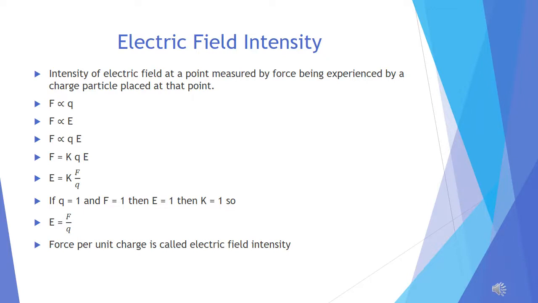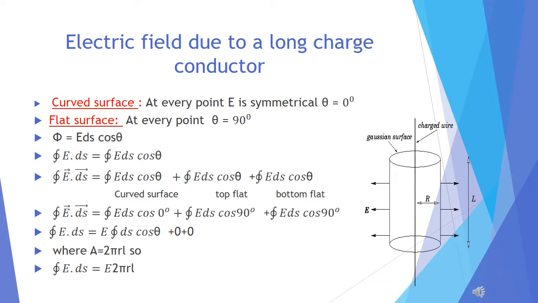If we take 1 coulomb unit charge and place it at any given location and it experiences a force of 1 Newton, then intensity is 1 unit. Or we can say force per unit charge gives the intensity of electric field, known as electric field intensity. Now we will calculate electric field intensity due to a long charged conductor.